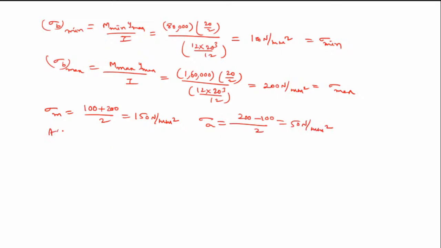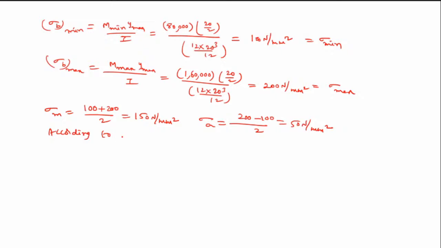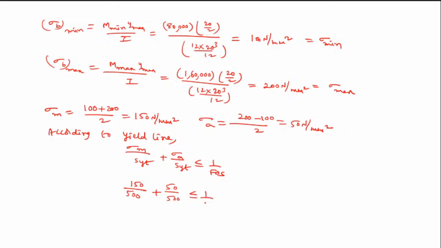Okay, so according to Soderberg's equation, sorry, yield line, sigma m by SYT plus sigma A by SYT should be less than or equal to 1 by factor of safety. So sigma m is 150 by SYT, which is 500, plus sigma A is 50 by 500, should be less than or equal to 1 by factor of safety. So the factor of safety will be greater than or equal to 2.5. So this is the factor of safety according to yield line.